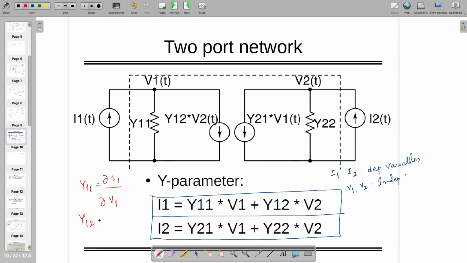Similarly, y12 is del I1 by del V2, y21 is equal to del I2 by del V1, and y22 is equal to del I2 by del V2. By the way, this analysis is not given in any book. So please follow what I am writing here.